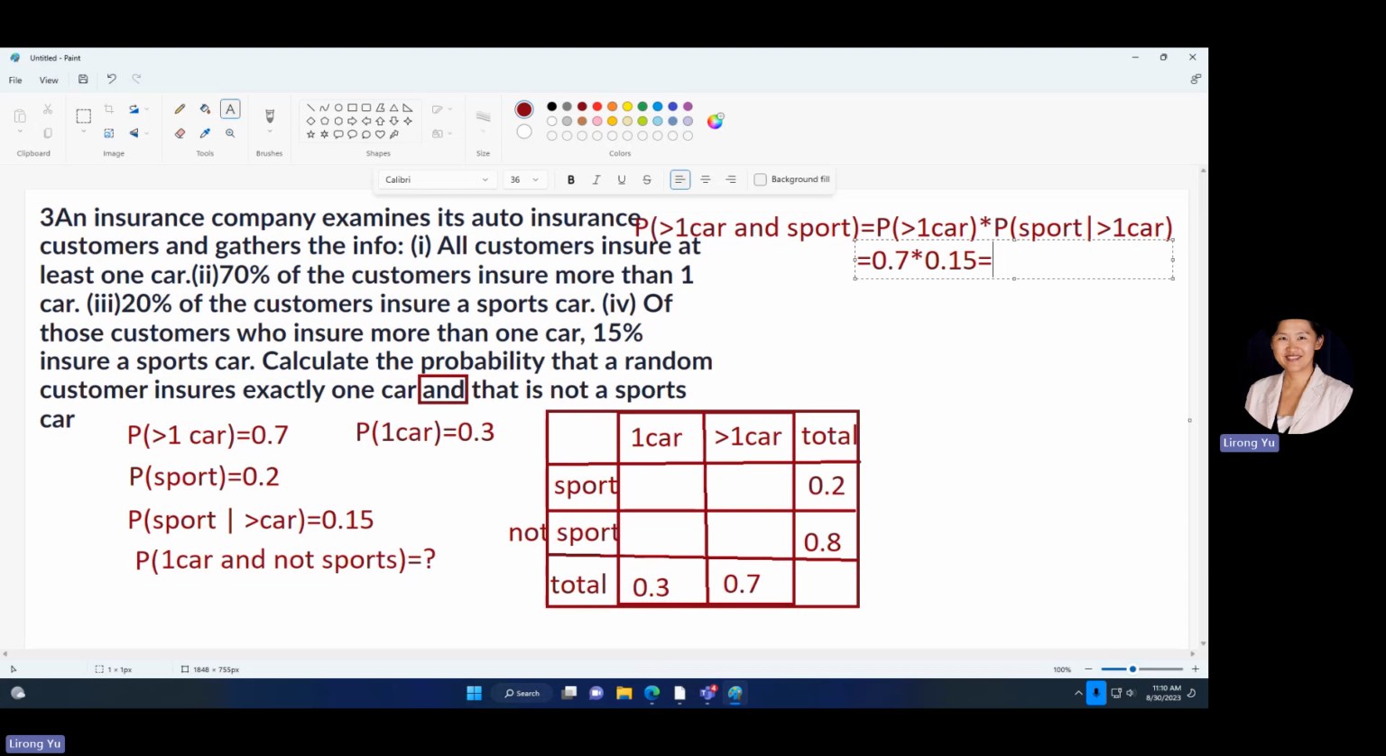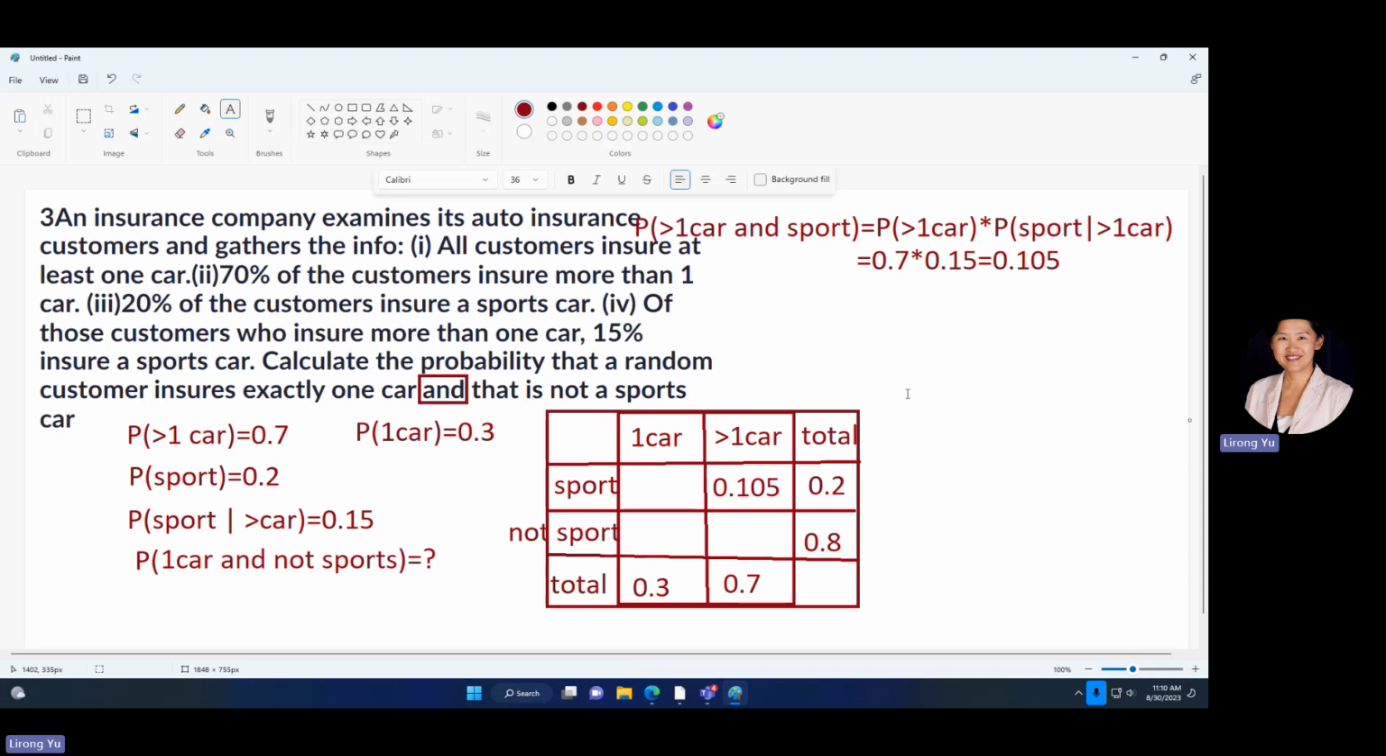It should have been 0.105. Is it 105? Okay. So that's what we're going to put in here. That is the 0.105. Now, you might wonder why we are calculating this?